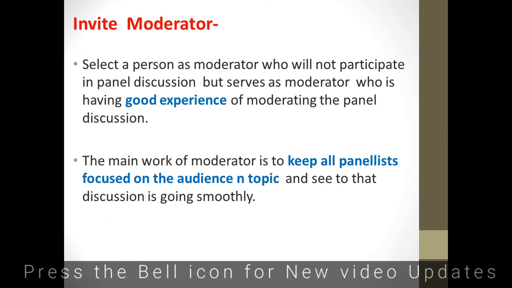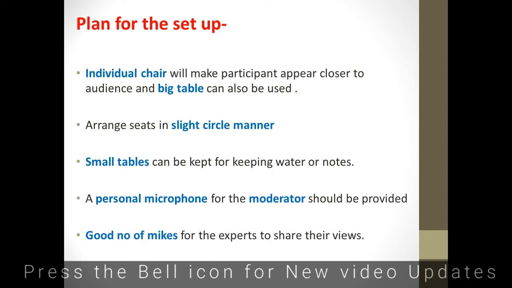Have a look at the slides. Keep all the panelists focused on the audience and on the topic. See to it that they are not deviating from the topic, and see to it that the discussion is going smoothly. Remember, it is a panel discussion, it is not a debate. We have to remember that we are discussing, we are not debating any point. Now, how to plan for the setup where the panel discussion has to be organized.